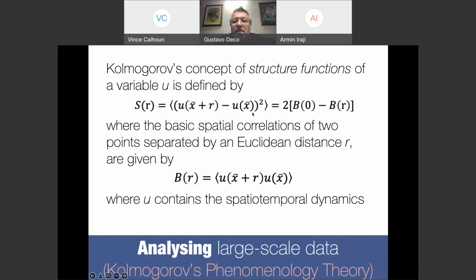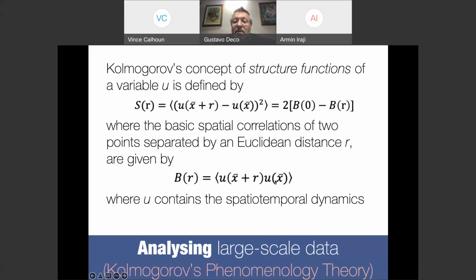It's even more interesting that you can separate this into two terms. The main term, the core of this structure function definition, is this B(R), and this B(R) is nothing else than the correlation between these two signals, which are in two locations separated by a Euclidean distance R. So this is the functional connectivity. This is what we call the functional connectivity.